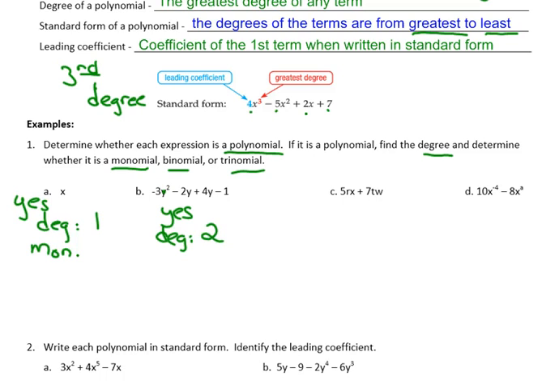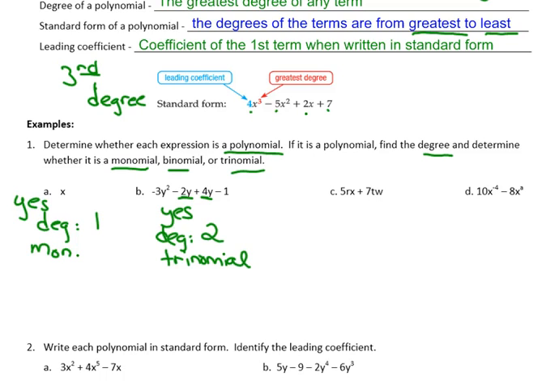Then I want to know, is it monomial, binomial, or trinomial? Well, when you look at this, this would actually be a trinomial because these two have the same exponent. Those are really the same kind of term there. So this would be a trinomial. And we'll talk more about that later because I could put those two things together.